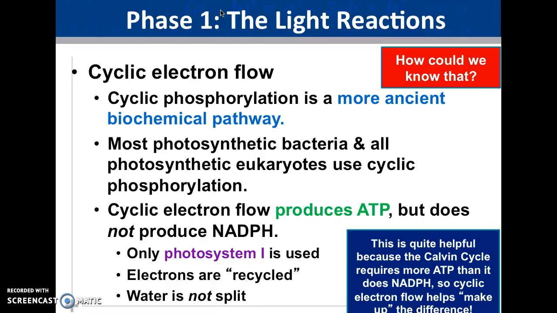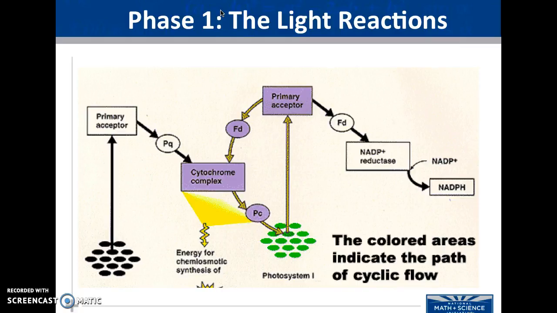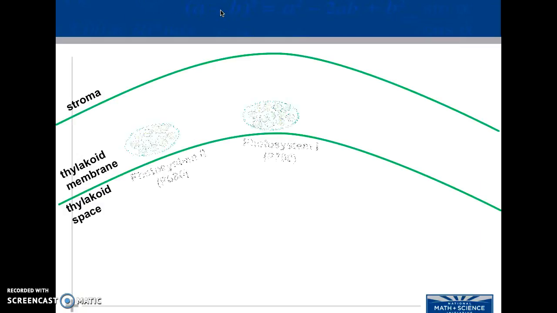So this is in bacteria and photosynthetic eukaryotes, so not plants. This is what the cyclic pathway would look like if we were curious. We don't really need to know this for the AP test, though.